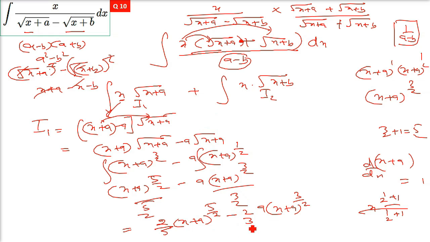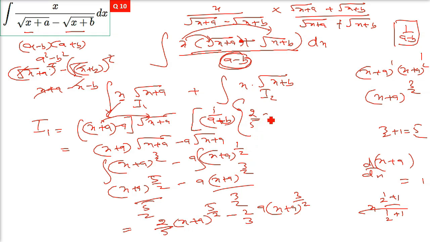But this is only one term. You have to do integration of x into under root x plus b also. But from this you very well know that if you replace a by b, the same result will come. I mean, if you replace a by b, x into under root x plus b will come. Okay, I'm writing the whole term now. You have to do integration of x into under root x plus b separately.